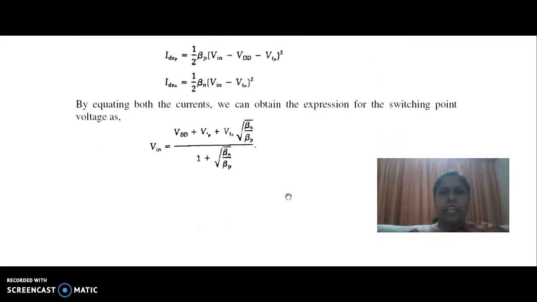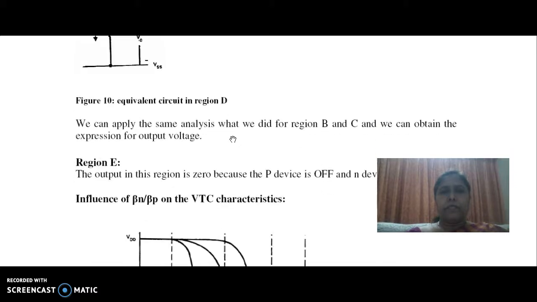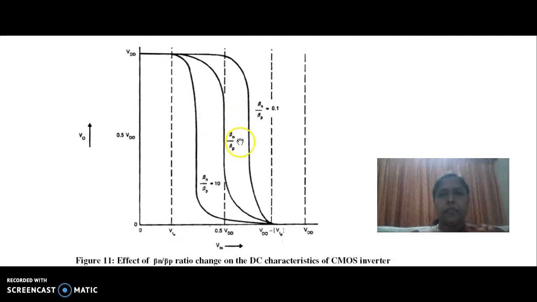And Vin is given by VDD plus VTP plus VTN times square root of beta n by beta p, divided by 1 plus square root of beta n by beta p. If we make beta n by beta p equal to 1, then Vin will be equal to VDD by 2, when we consider VTP is minus of VTN, and that defines the center point of the transfer characteristic curves. As we increase the beta n by beta p ratio, the curve moves towards the left. As we decrease the beta n by beta p ratio, the curve moves to the right side.